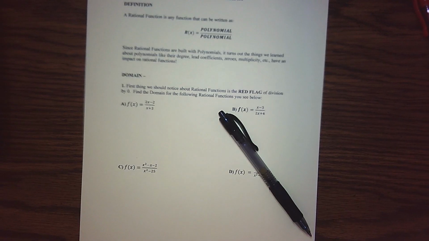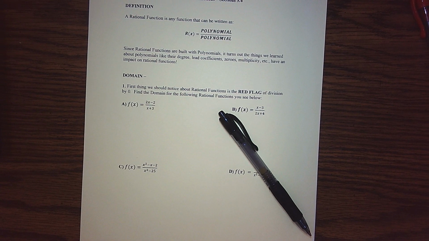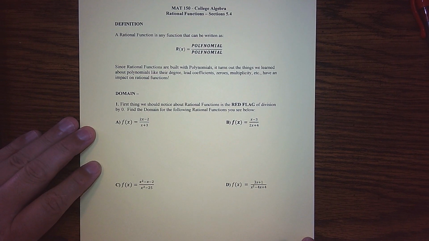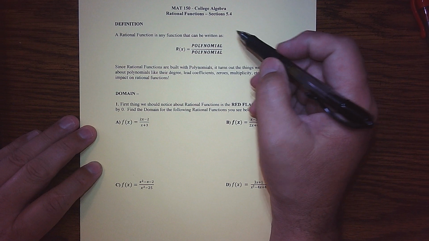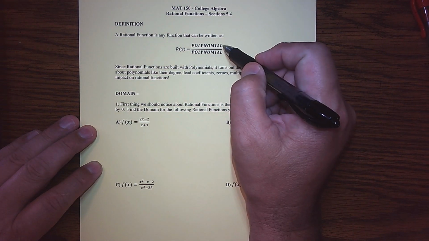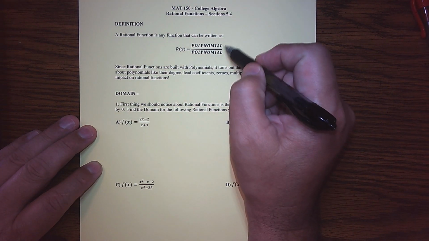So now that we have covered polynomials and their zeros and their behaviors, our next move in Chapter 5 is to take a look at what are famously known as rational functions. Basically, by definition, a rational function is a fraction where the numerator and the denominator are both polynomials.